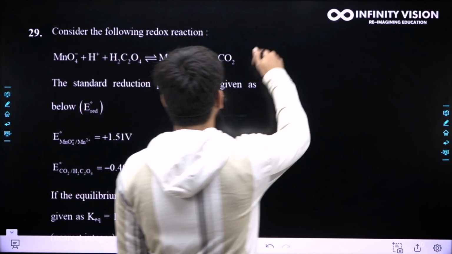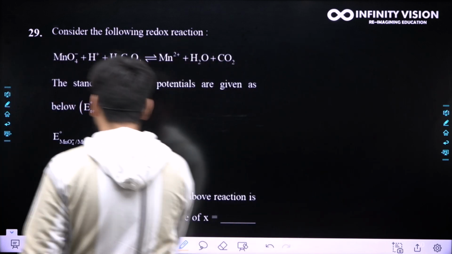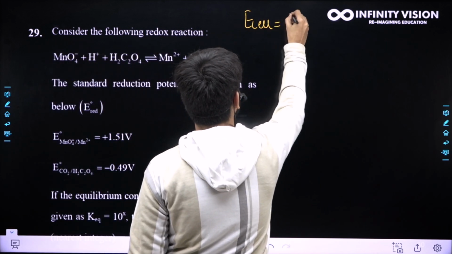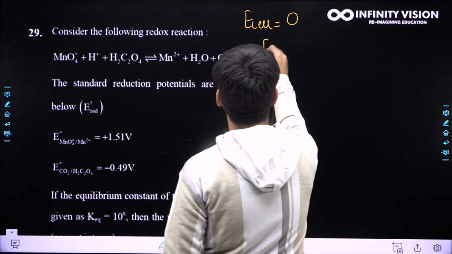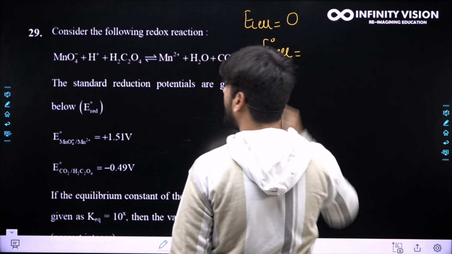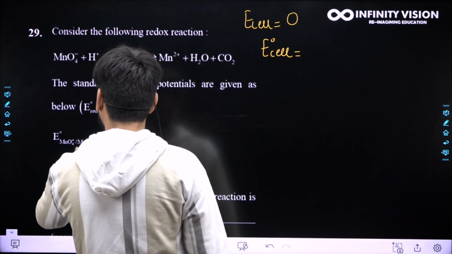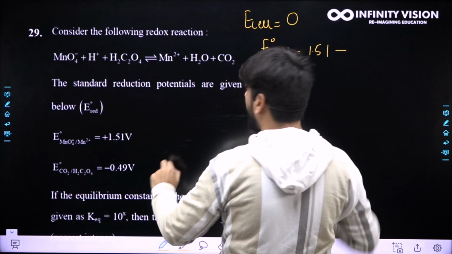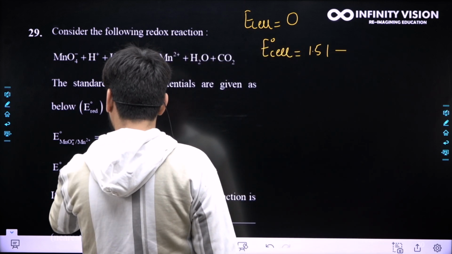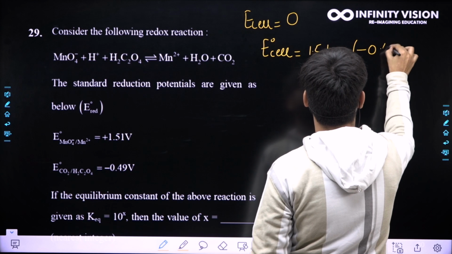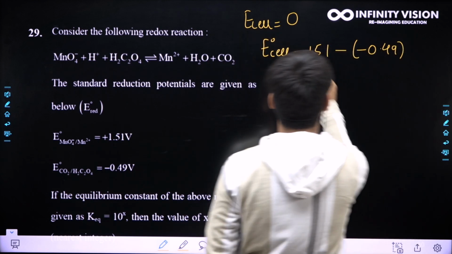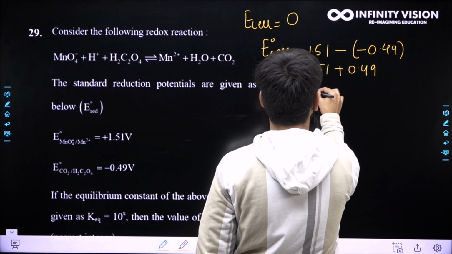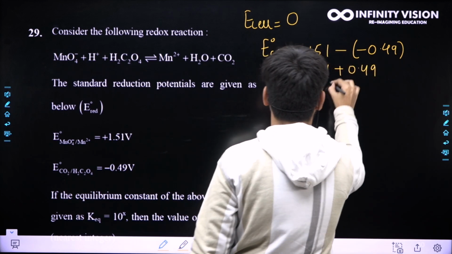We know the Nernst equation, but since this is the case of equilibrium, E cell according to the Nernst equation is 0, right? And what is E naught cell? That is E naught of reduction, which is reducing here, so we have 1.51 minus E naught of oxidation. We need to take the reduction potentials, so E naught of oxidation is minus 0.49. So it is 1.51 plus 0.49, that is 2 volts.